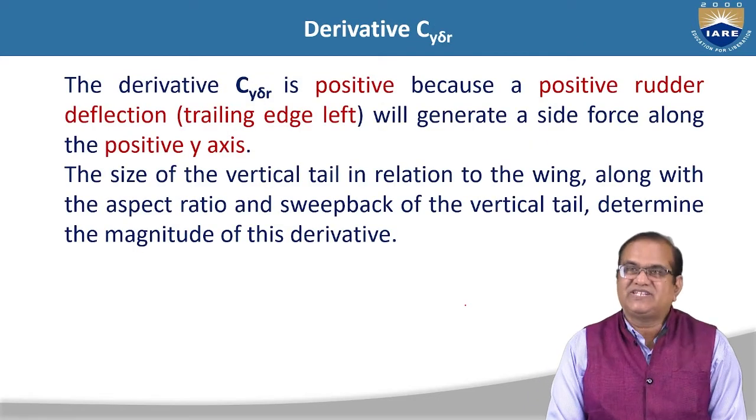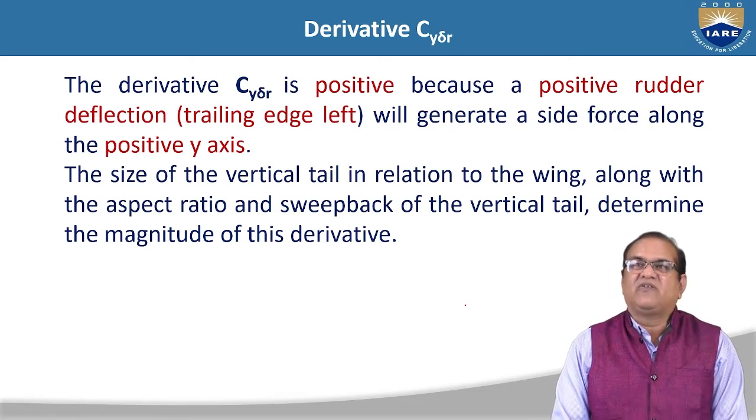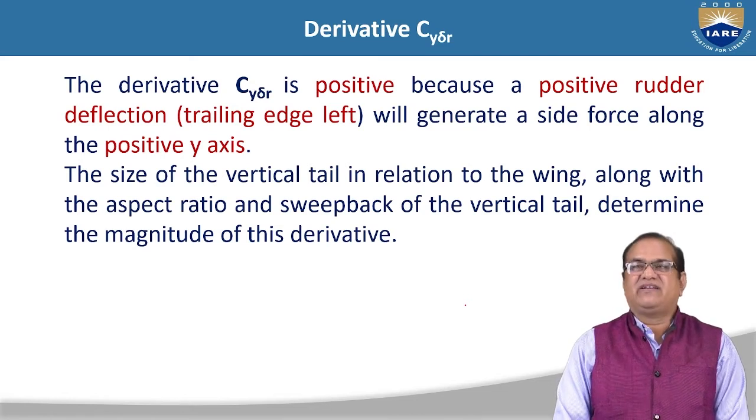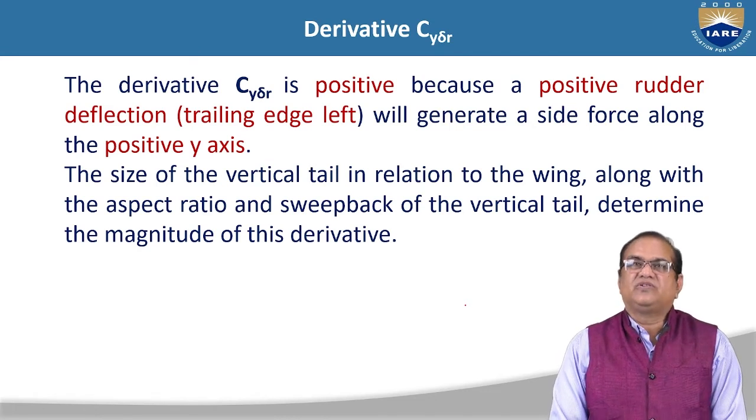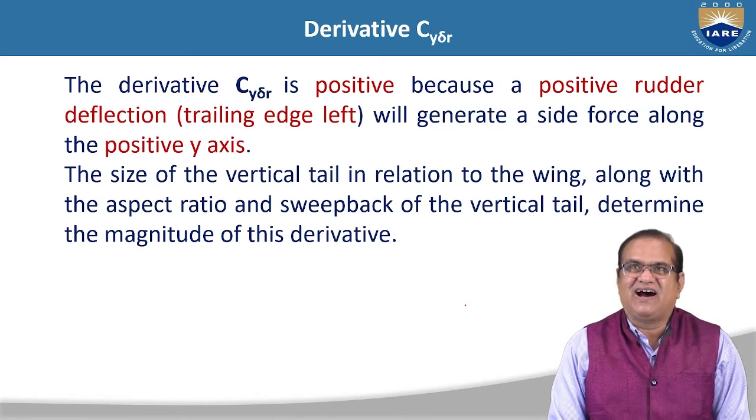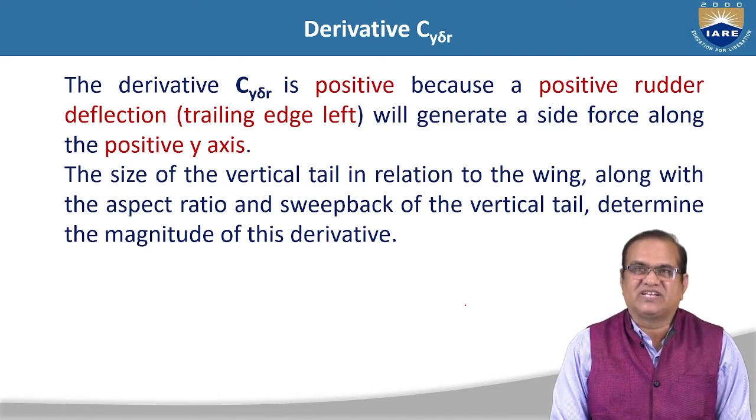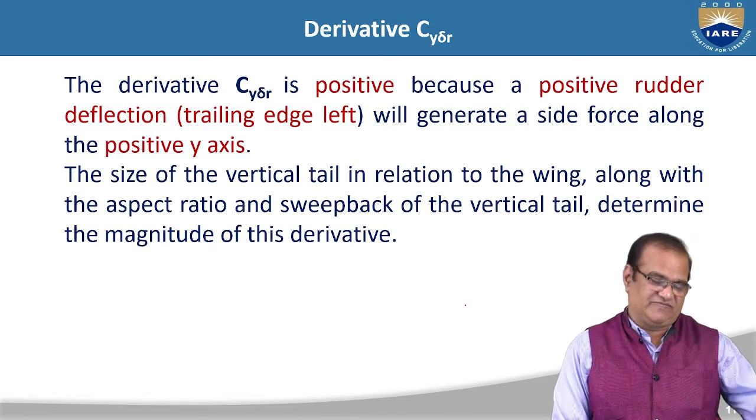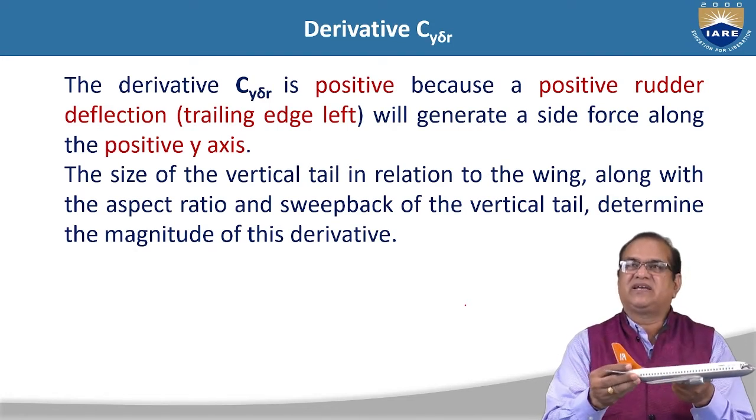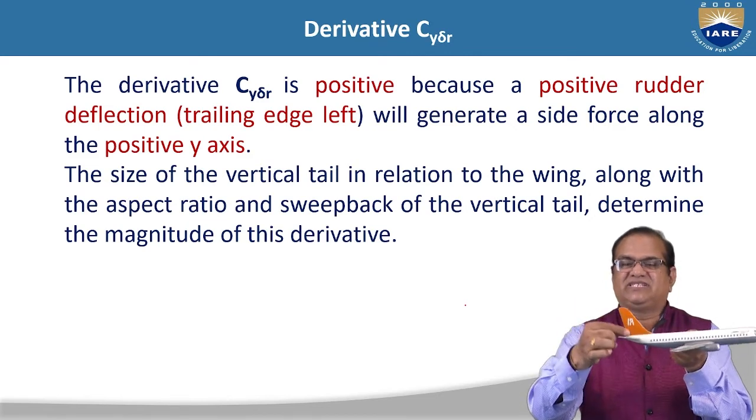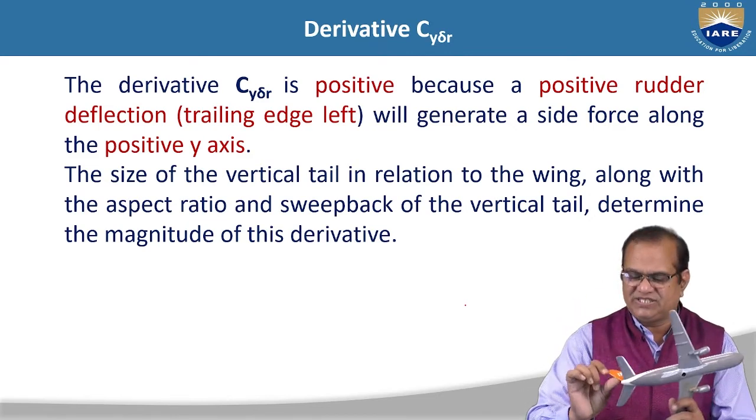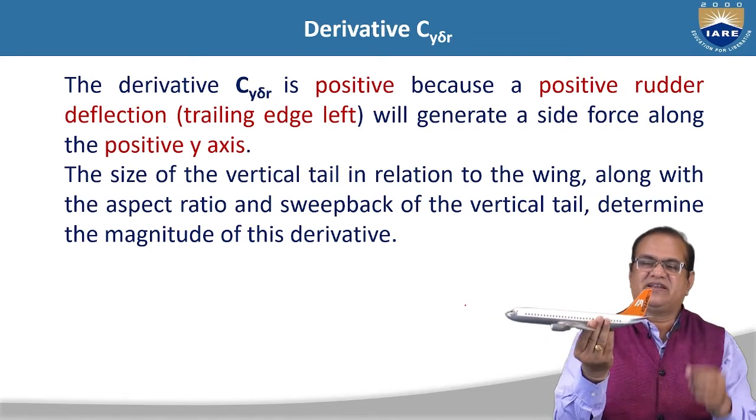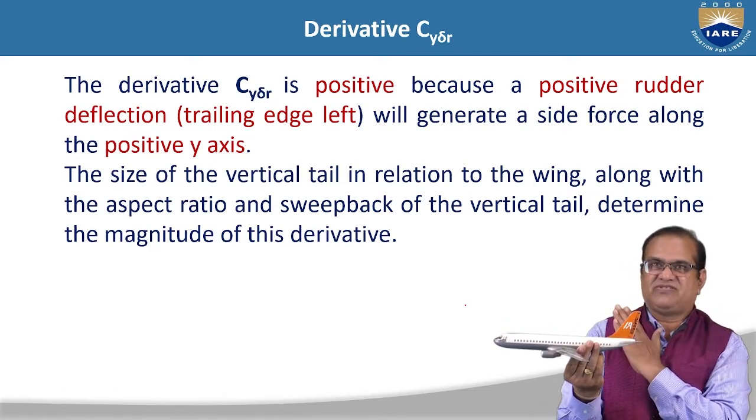Now the next derivative is the rudder derivative, the variation of the side force when we vary the rudder deflection, delta R. The derivative Cy delta R is positive because of a positive rudder deflection, that is, trailing edge left. Very important that positive means this trailing edge. This is the rudder here. This is the trailing edge. You can see here, this is the rudder, this is the left side and this is the right side.